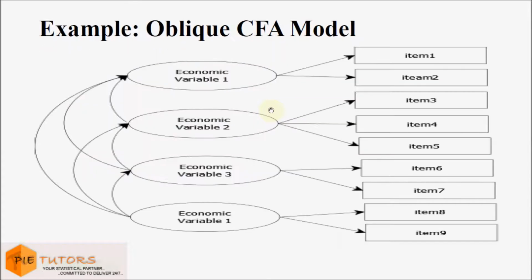Here is an example of an oblique CFA model. Here, all the latent factors are correlated with one another. So here we have 4 latent variables. Economic variable 2 has 3 indicator items, and economic variables 1, 3 and 4 have 2 indicators. All these latent variables are correlated with one another. So this is an example of an oblique confirmatory factor analysis model.